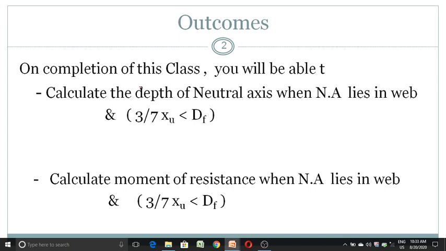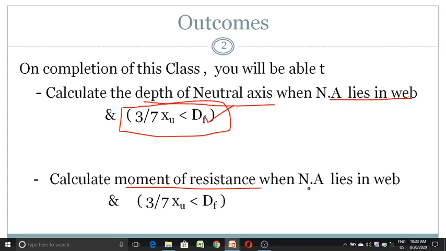On completion of this lecture, you will be able to calculate the depth of the neutral axis when it lies in the web. The condition is that the depth of the rectangular stress block parameter, 3/7 of XU, is less than the depth of the flange, DF. For the same condition, you need to calculate the moment of resistance when the neutral axis lies in the web. What is that condition? 3/7 of XU is less than DF.